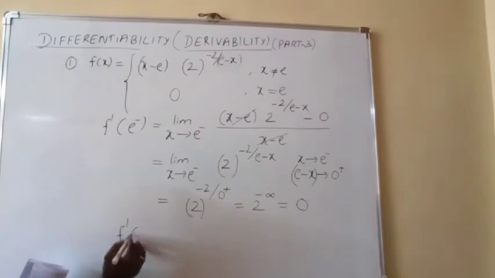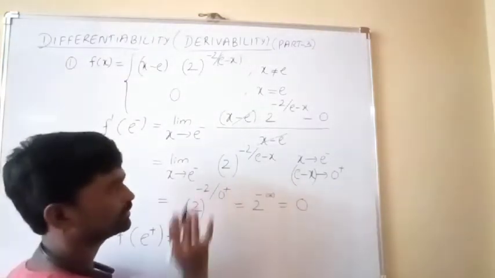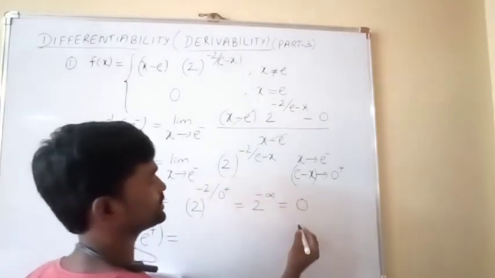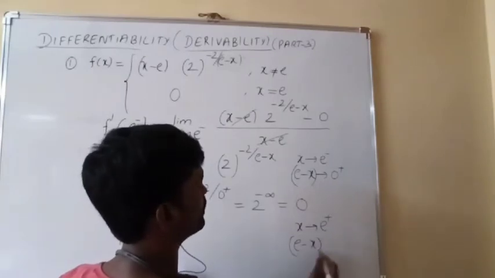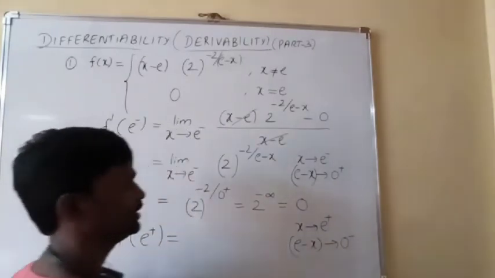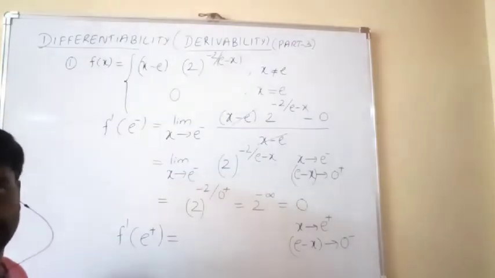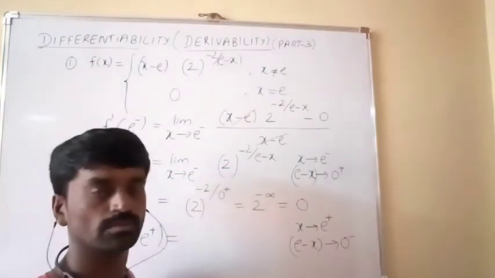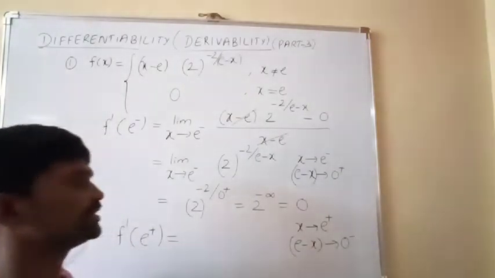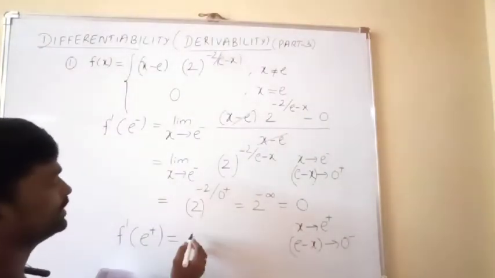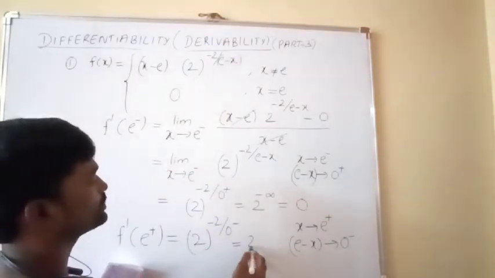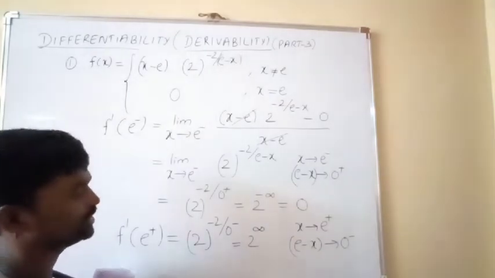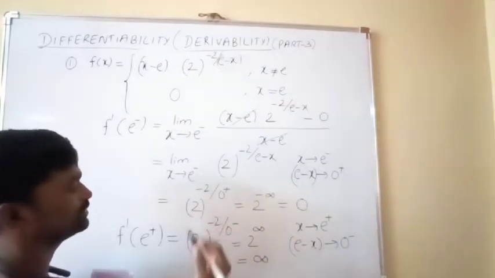Similarly, if you find the right hand derivative, the same situation we will get here, but with x tending to e plus. When x tends to e plus, e - x tends to 0 minus, correct. x tending to e plus means the x value is more than e, so e - x approaches 0 but is a negative value. So e - x is tending to 0 minus. The answer you will get is 2 power minus 2 by 0 minus. Minus 2 by 0 minus is plus infinity, so 2 power infinity is infinity.